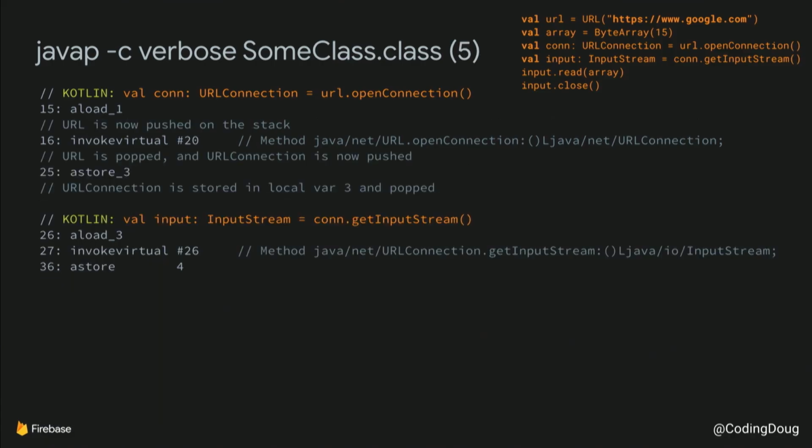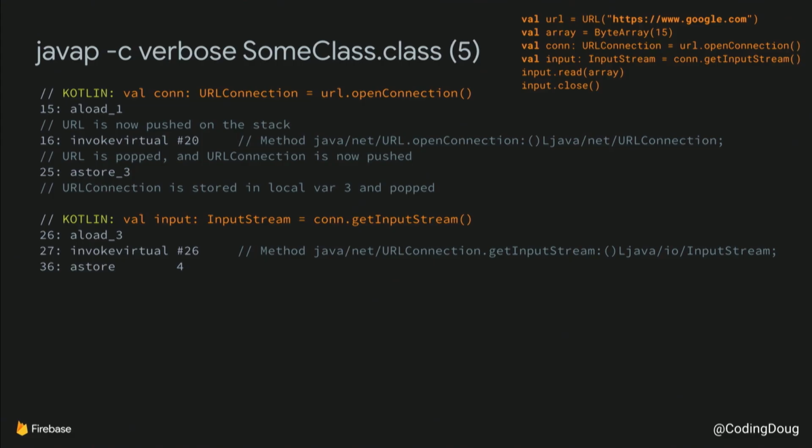So now the most interesting part of the code here is URL.openConnection. So we're loading URL, we're invoking the virtual method on it, and we're storing the result back into a local variable, the con variable. And then we're going to load that con variable, call input stream on it, and then store the result of that back into another local. Okay, so this is where it gets interesting.